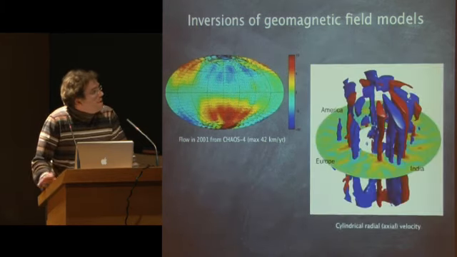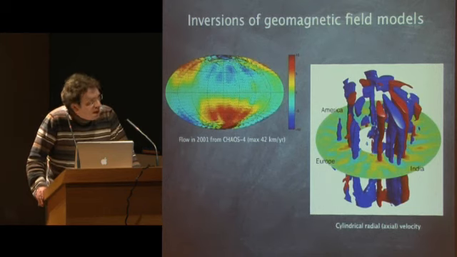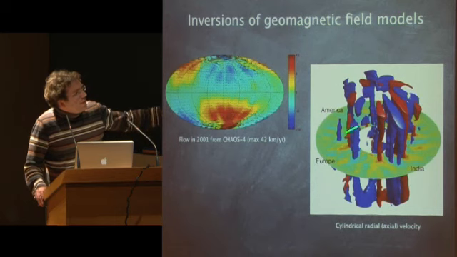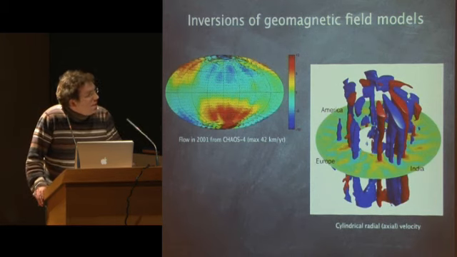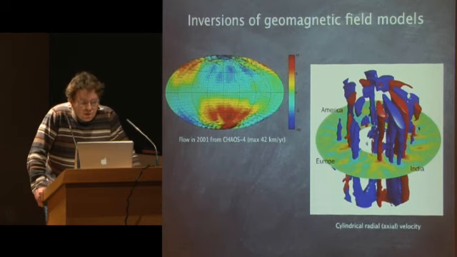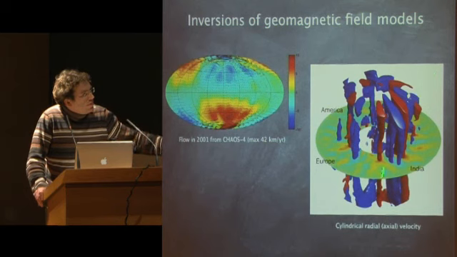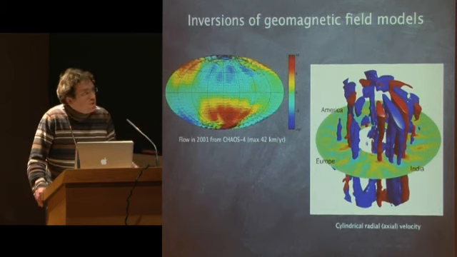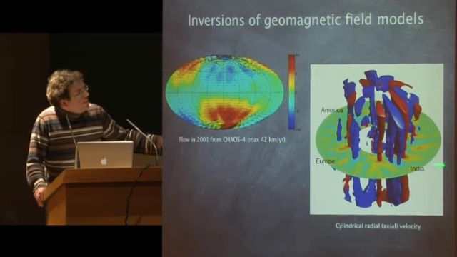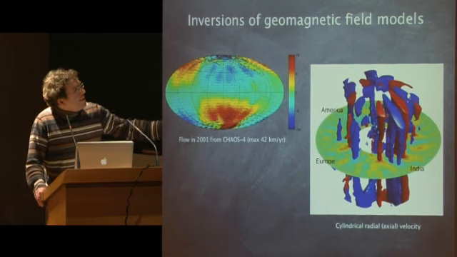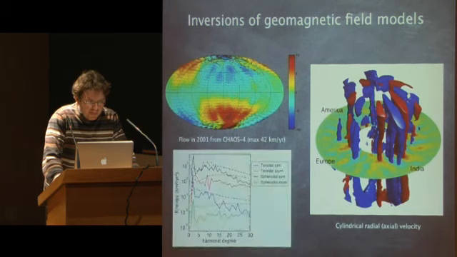So this is the structure of the actual velocity. The velocity in the cylindrical radial direction, this is the equatorial plane. And what you see is that what you have inverted for are mostly convection columns, so the famous Busse columns. So this is Europe, this is India. This big structure here corresponds to this vortex here, and this is America.